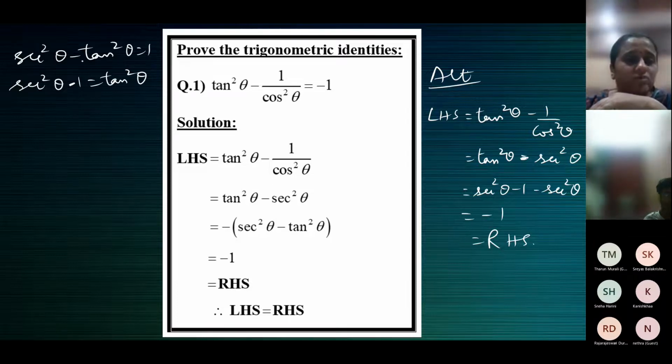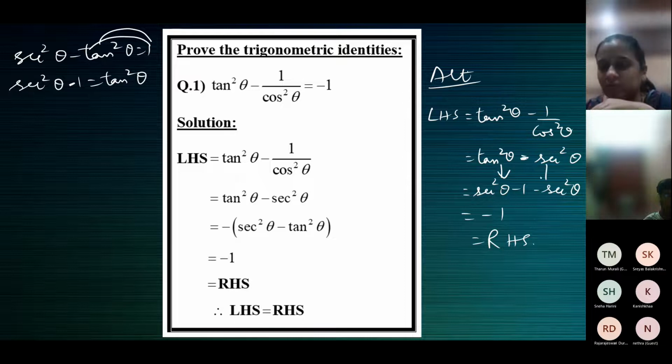So when you transpose, what is tan square theta? Take this to this side and bring this here. So secant square theta minus 1 is equal to tan square theta. So tan square theta is secant square theta minus 1. So instead of tan square theta, we write secant square theta minus 1, and minus secant square theta as it is. Now what happens? Secant square theta minus secant square theta gets cancelled and minus 1 is the RHS. You can work like this.